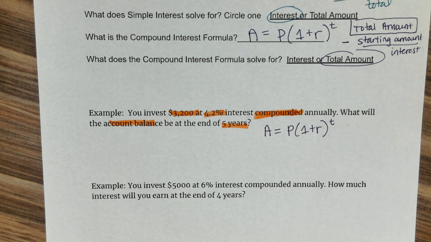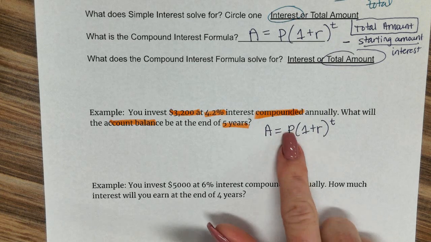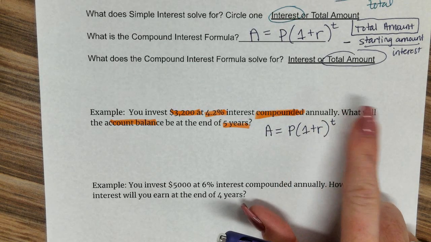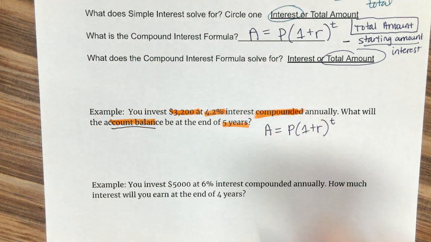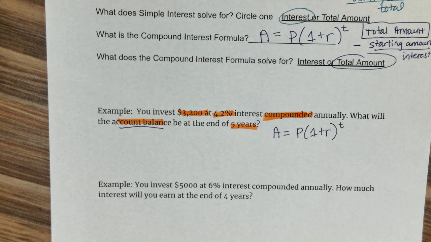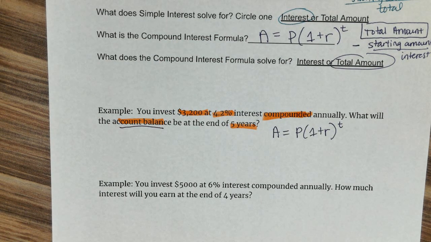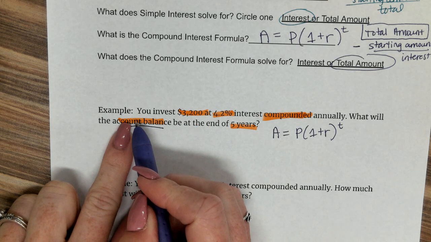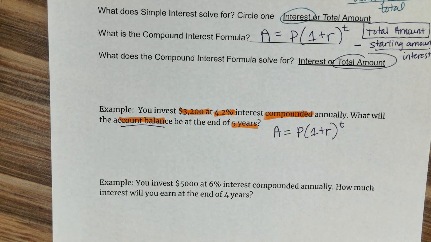Now, before you do anything, ask yourself, what does this formula solve for? Total amount. Now find the question. What will be the account balance? Does account balance mean total amount or does it mean interest? Total. Guys, your account balance. What's in your bank account right now? What am I asking? What is the total in your bank account? Okay, so this means total. So does this formula give me that answer? Yes, so I don't need to do anything but the formula.